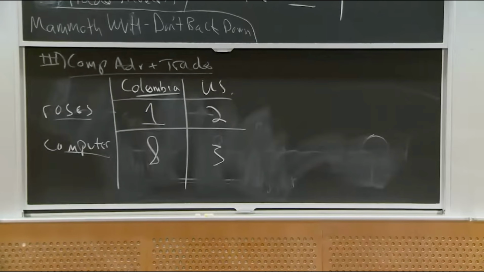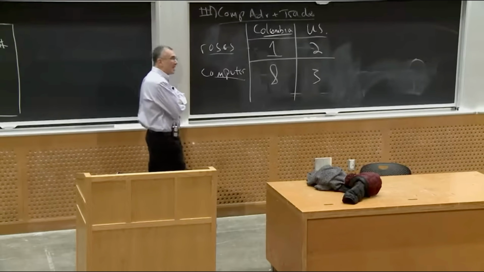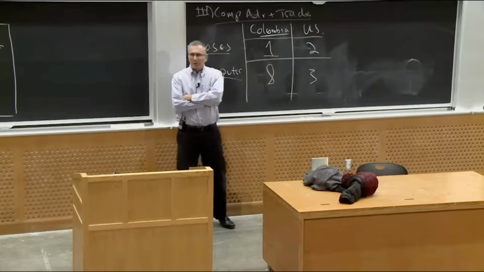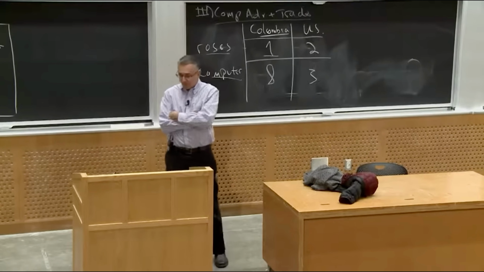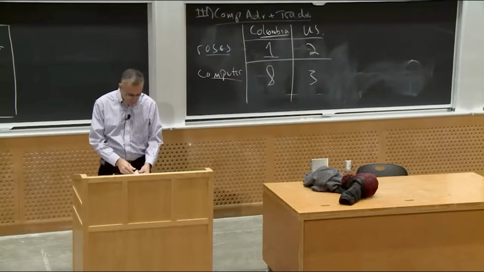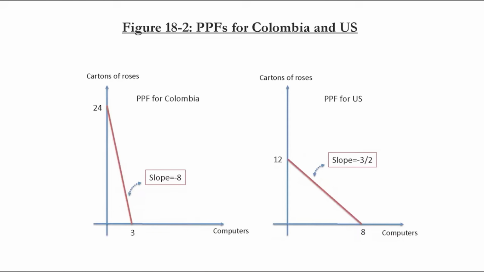Now, based on these numbers, we can draw the PPFs for the US and for Colombia. And they're going to be linear. I haven't put any economies of scope in here. I've just made them linear. So if you look at figure 18.2, here are the PPFs for Colombia and the US.